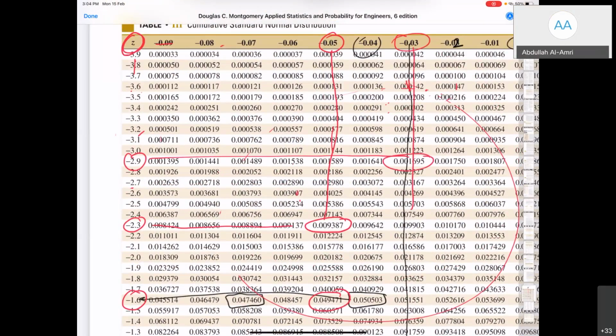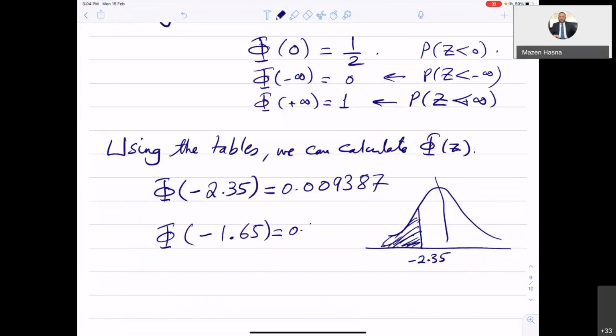Okay. So minus 1.65 will give you 0.049471. So let's see phi of, if I want minus 5.2. Let's see how minus 5.2.